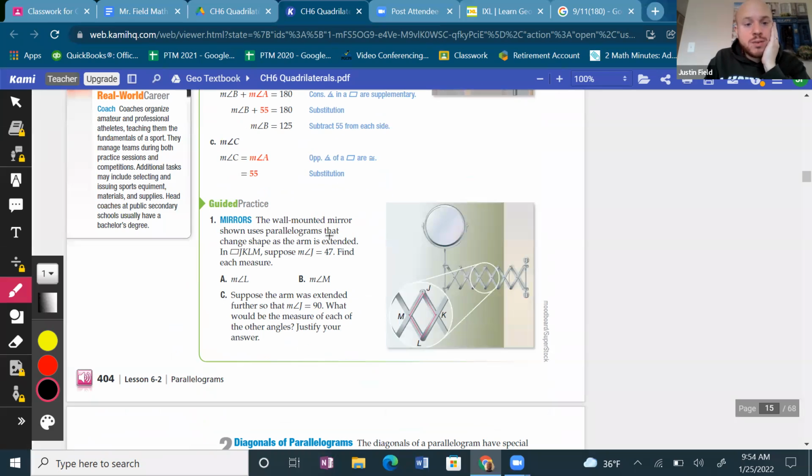The wall-mounted mirror shown uses parallelograms that change shape as the arm is extended. In parallelogram JKLM, suppose measure of angle J is 47. So put a 47 in there. Find each measure. So if we know this is 47, then this is 47. And then we know they add to 360.